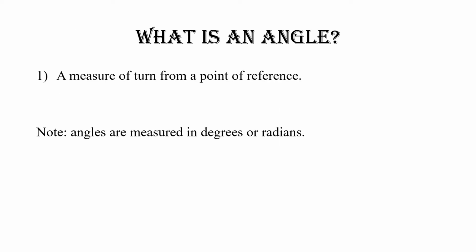So first of all, what is an angle? An angle is basically a measure of turn from a point of reference. Note, angles are measured in either degrees or radians. If you're using degrees, you would see a little zero above the number. So this is 8 degrees. And if an angle is measured in radians, you usually see pi.